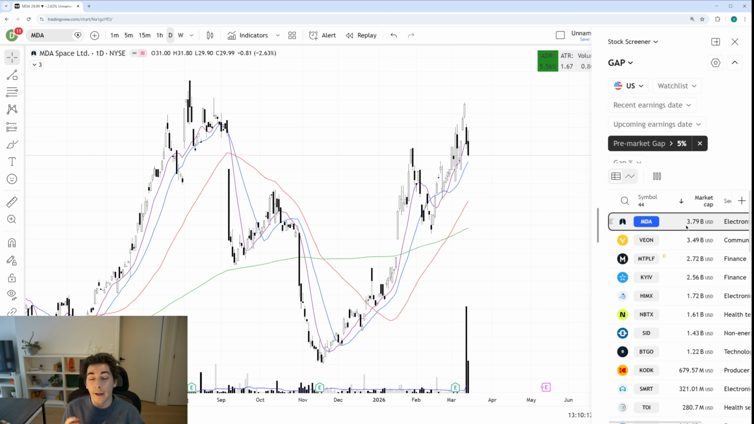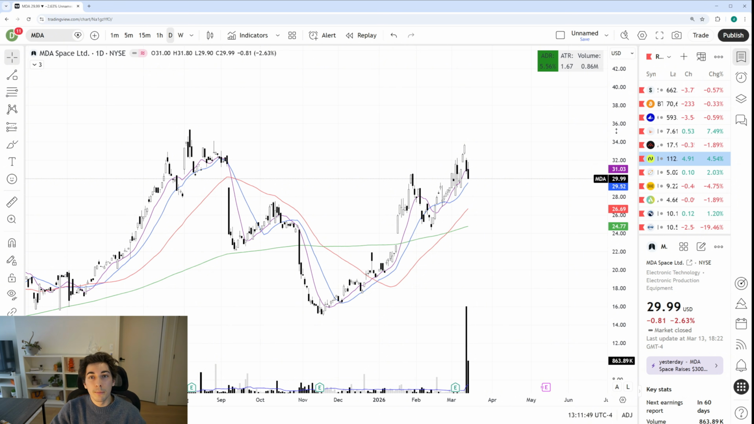Some days you won't find anything. Some days you will find plenty of things. During earnings season, there's going to be a lot more setups in there that will be interesting for you. And also during bull runs or great market conditions, there will be a lot more names in there that will be interesting. So this is why this gap scanner is also kind of an addition to your original screener.